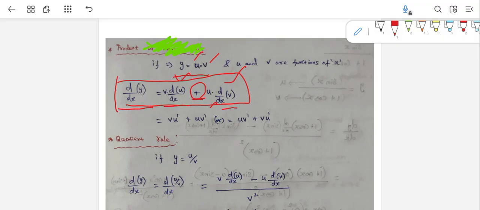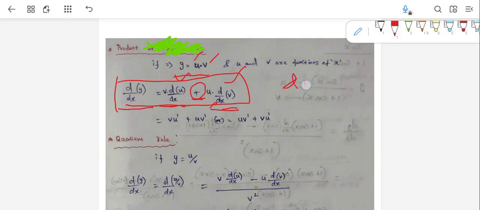Means here also you write v into dv by dx plus u into du by dx, like that you need to write. This is the formula, right? Or else you can tell this easily also. You can say v into du by dx.